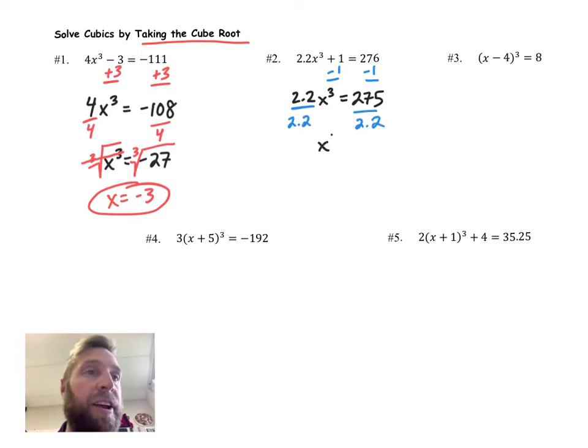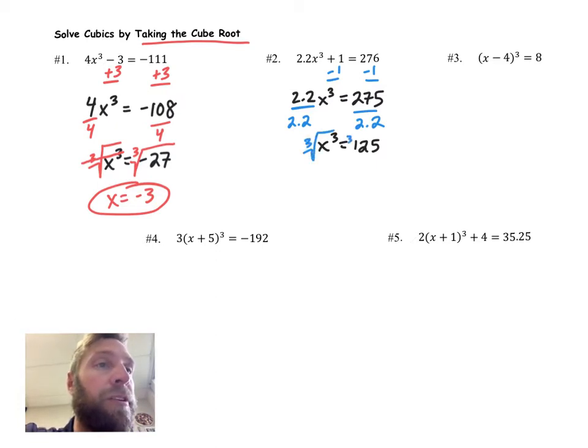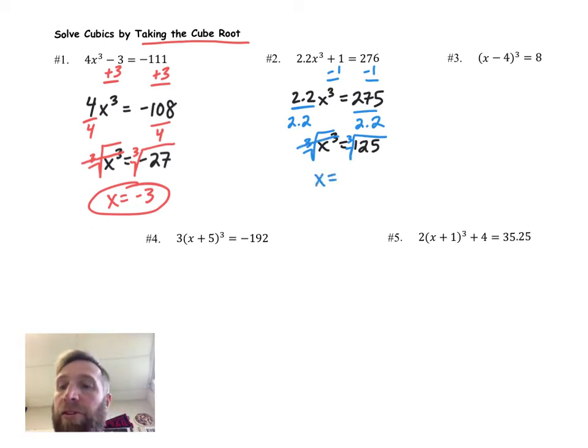And that gives us x cubed equals, calculator, 275 divided by 2.2 is 125. That's nice. It turned into a whole number. And then we take the cube root. The cube root will get rid of the cubic, or that third root will get rid of that third power. We have x equals, and we have the third root.